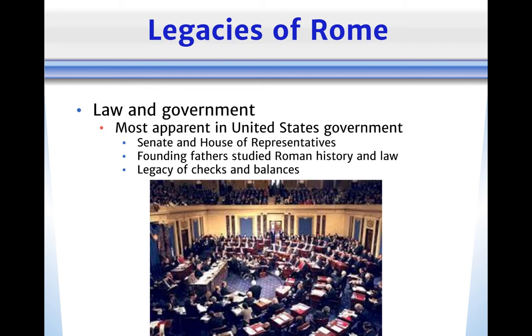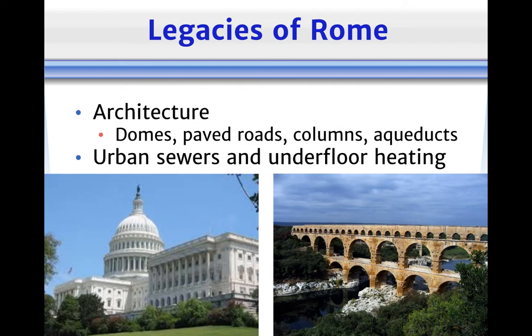Right? So the idea is that no one section of government is going to become too powerful. So the fact that we have three branches of government, legislative, executive, and judicial, shows us that we learned from Rome and made sure that this stayed in place.